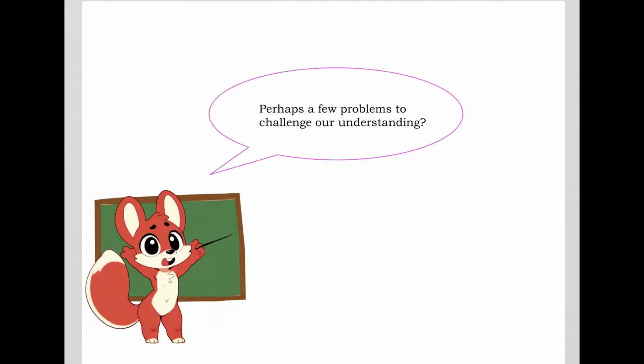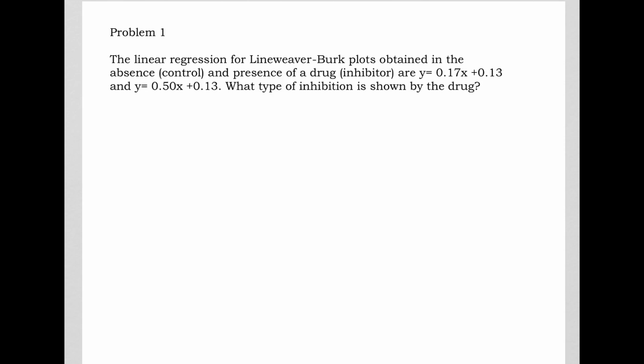So let's do a few problems to better understand these concepts. Problem number 1: the linear regressions for Lineweaver-Burk plots obtained in the absence, that is the control, and presence of a drug. So here the drug is acting as an inhibitor, and they give you the regression equation for the control and the regression equation for the presence of the drug. What type of inhibition is shown by this drug?